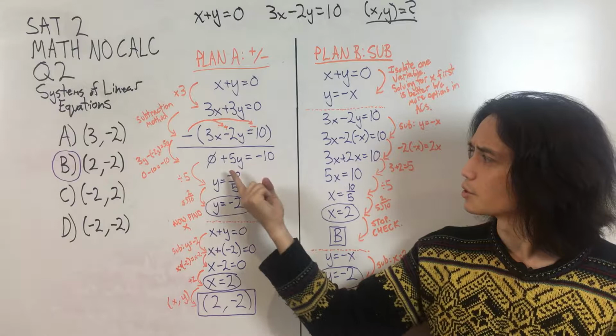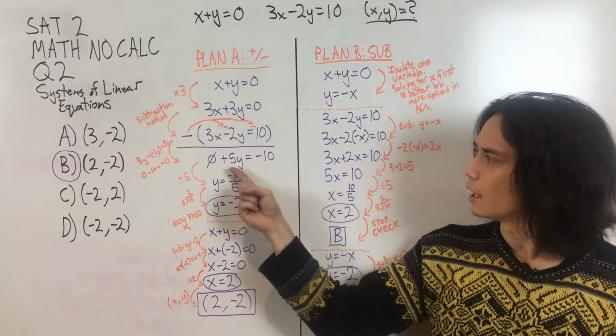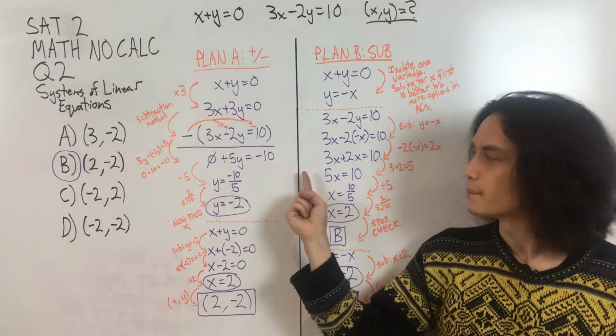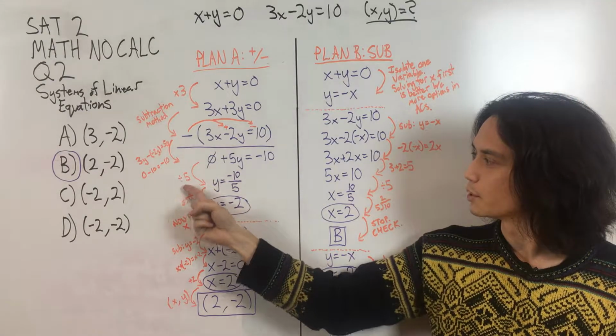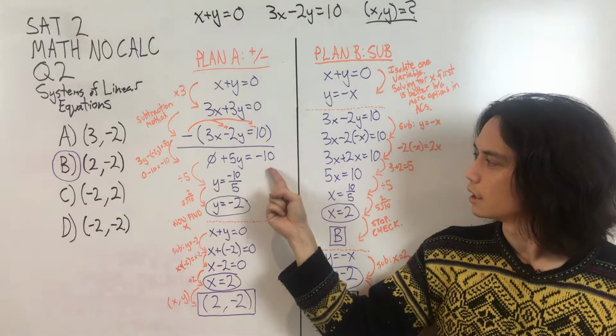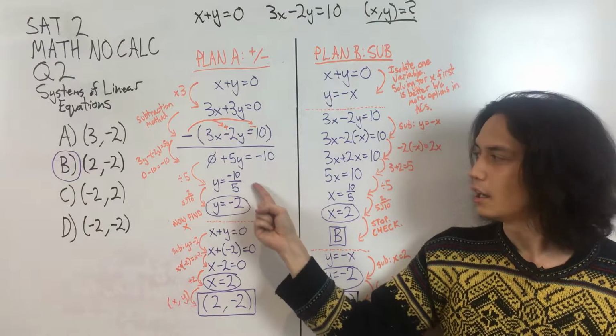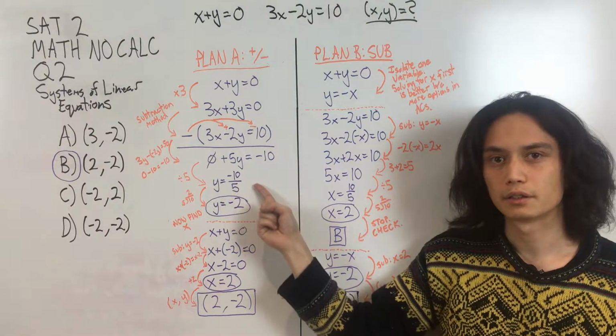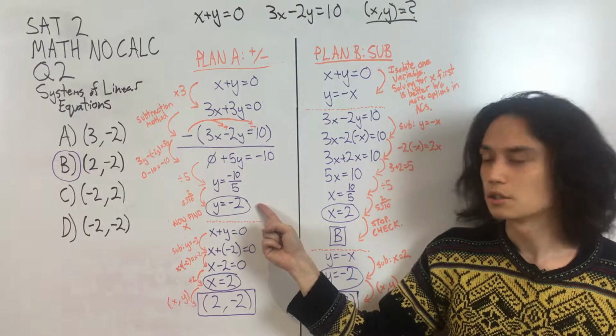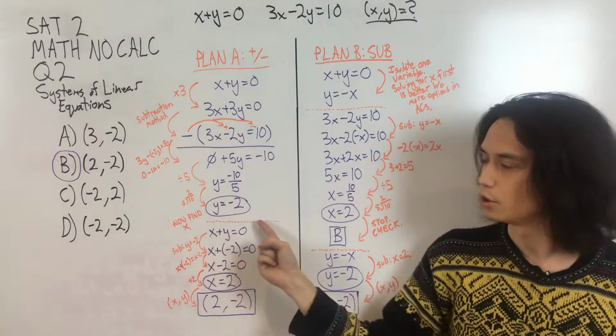And if we have 5y equals negative 10 and we want to solve for y, well, we need to divide both sides by 5. So that's what's happening right here. We're dividing both sides by 5, and we get y equals negative 10 over 5. And then from there we know, okay, well 10 divided by 5, that's just 2. So here y equals negative 2.